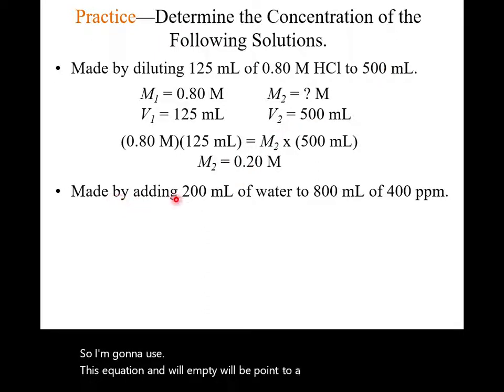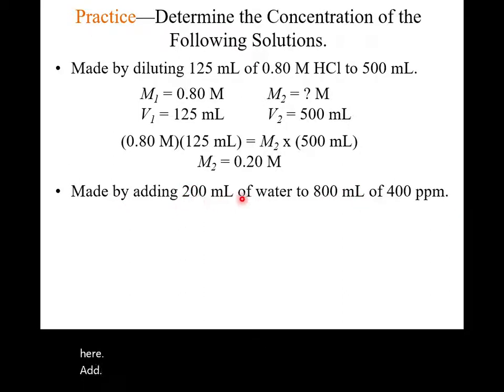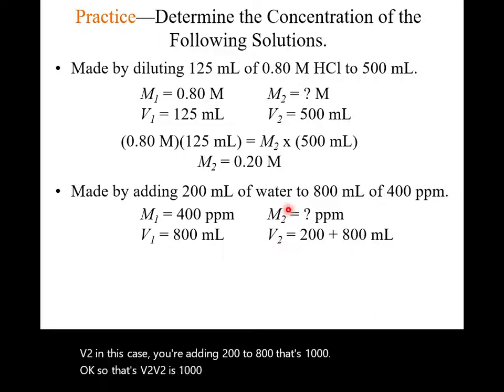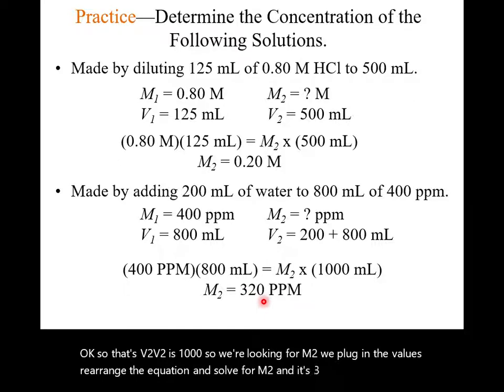Same thing right here. I'm going to add 200 milliliters of water to 800 milliliters of 400 ppm. So V1 is 800, M1 is 400. V2 in this case, you're adding 200 to 800, that's 1,000. Okay, so V2 is 1,000. So we're looking for M2. We plug in the values, rearrange the equation, and solve for M2, and it's 320 ppm.